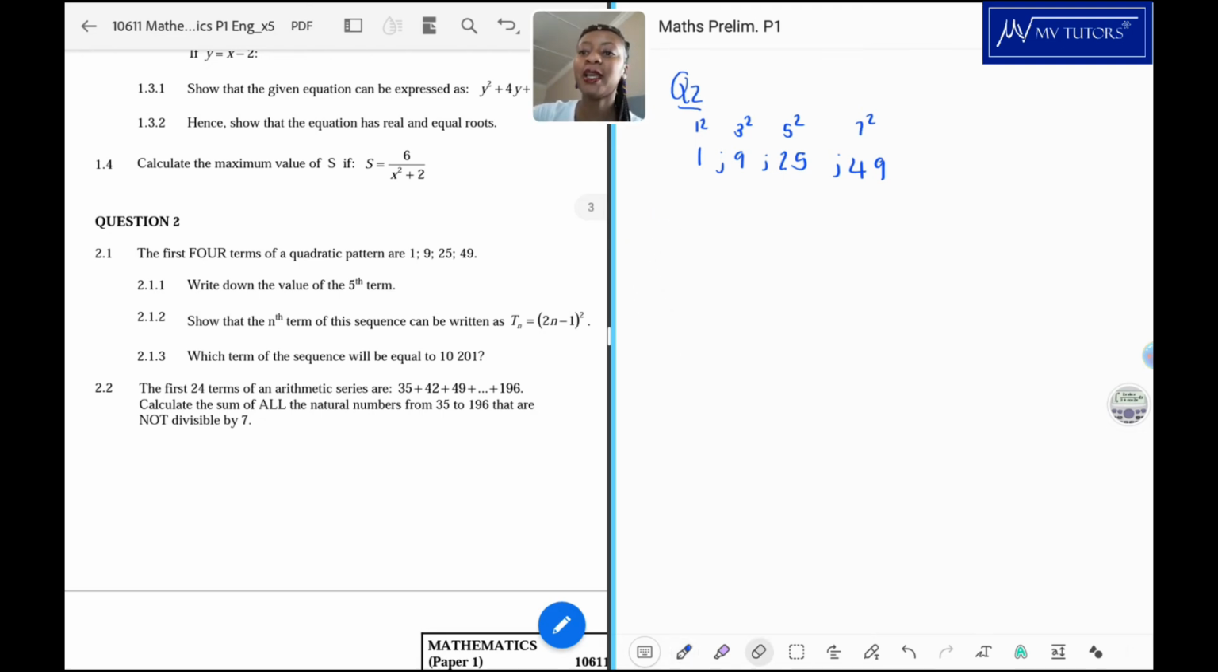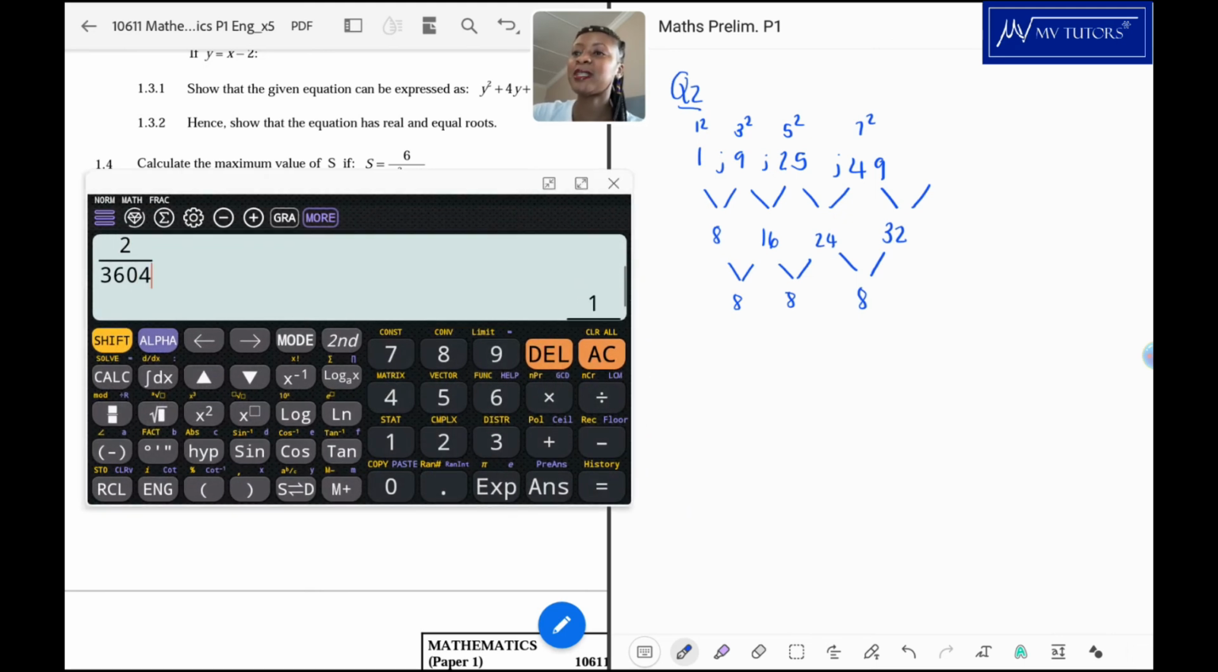What I like doing with quadratic patterns is getting the first difference. So 9 minus 1 is 8, 25 minus 9 is 16, and 49 minus 25 is 24. Then 16 minus 8 is 8, and 24 minus 16 is 8. So I know that I would have to have 8 again, and 24 plus 8 is 32. So the next number should be 49 plus 32. I am not going to attempt to do it in my mind.